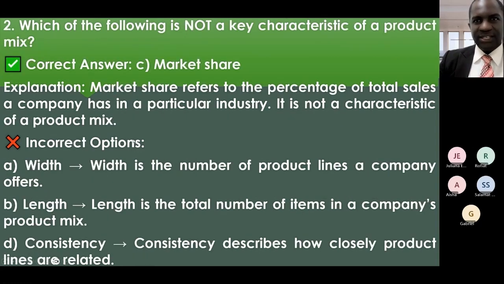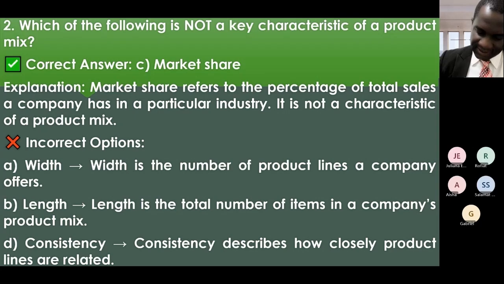Number two, which of the following is not a key characteristic of a product mix? Market share. Okay. So B, A got it. No, A failed it. A picked B. So A is wrong. The answer is not B. The answer is C. B is length. Length is the total number of items in a company's product mix. So the answer is not B. G said C, market share. Market share refers to the percentage of total sales a company has in a particular industry. It is not a characteristic of product mix. So G got it. J also got it.